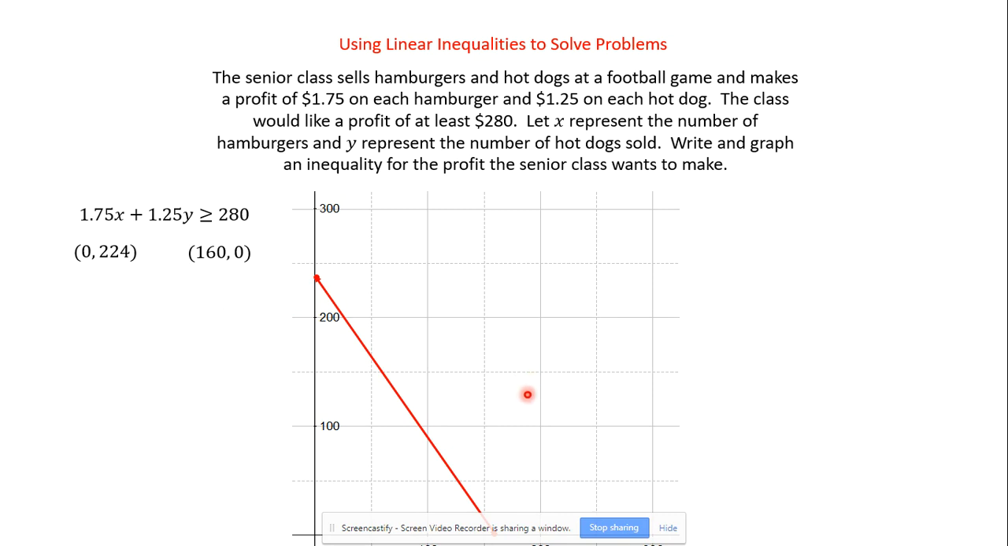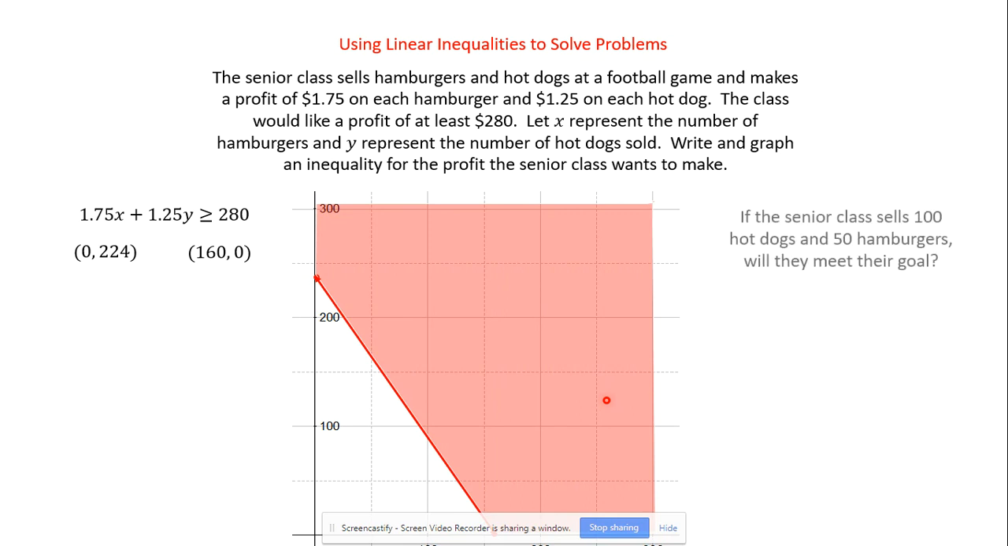And we need to shade. Where are we going to shade? Well, let's think about it. If they don't sell anything, are they going to make the $280 they need? No. If they sell a whole bunch of stuff, will they? Yes. And so this one is shaded out here.